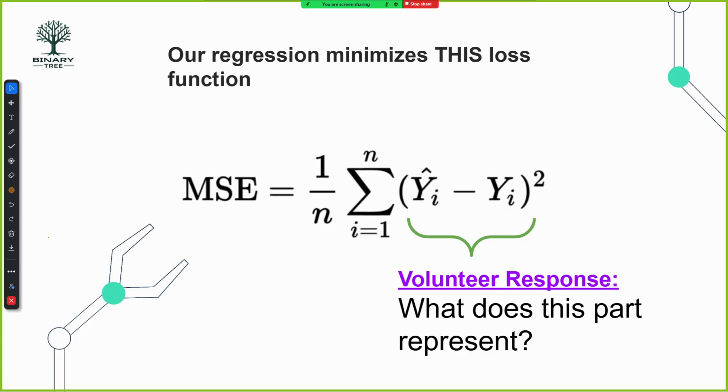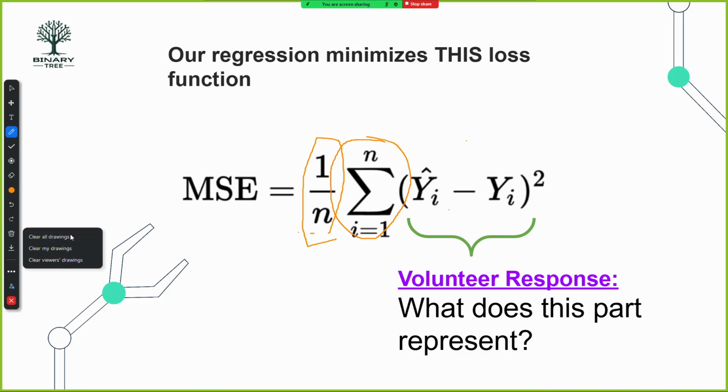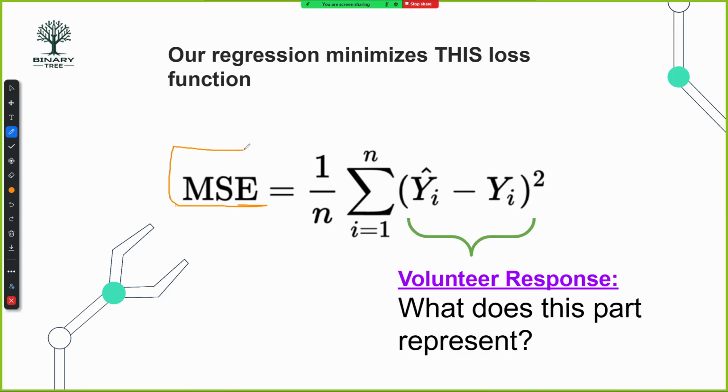What this part represents is the predicted minus actual squared. That's showing us the error, squaring it, and then this sigma function is summing it, and then this is the divisor. So walking through this whole thing, this is getting the mean squared error, MSE. Mean squared error is the average of the squares of the residuals. And that's the function we're trying to minimize.